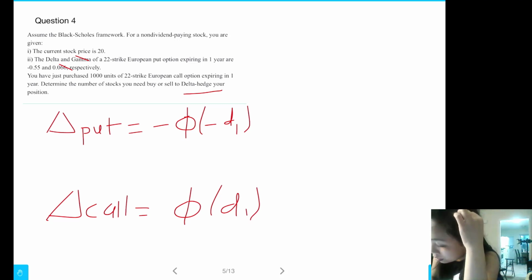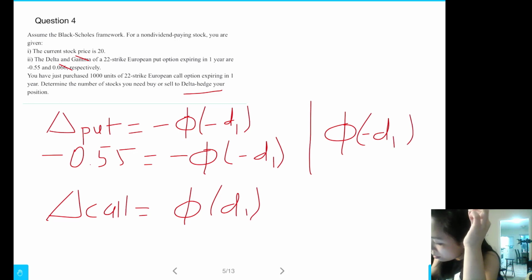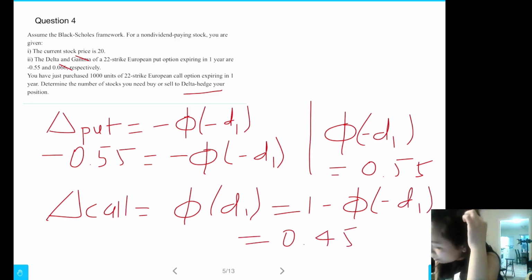Delta of put is negative 0.55, right? So we got negative 0.55 equals minus phi of minus D1, leading to phi of minus D1 is 0.55, right? So phi of D1 here should be 1 minus phi of minus D1, which is 0.45, right? 0.45.